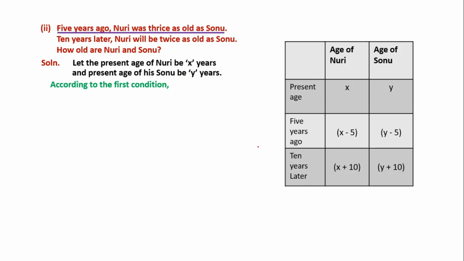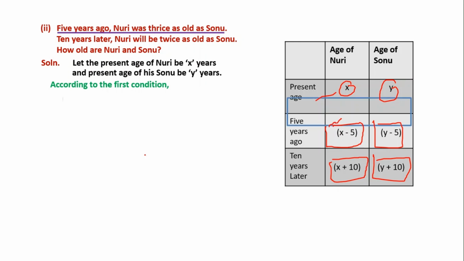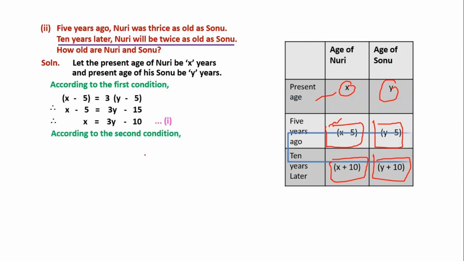The present age of Nuri is x and the present age of Sonu is y. 5 years ago means x minus 5 and here y minus 5. 10 years later means x plus 10 and y plus 10. Here 5 years ago, Nuri was thrice, so x minus 5 is equal to 3 times y minus 5. Then x minus 5 is equal to 3y minus 15, so x is equal to 3y minus 10.